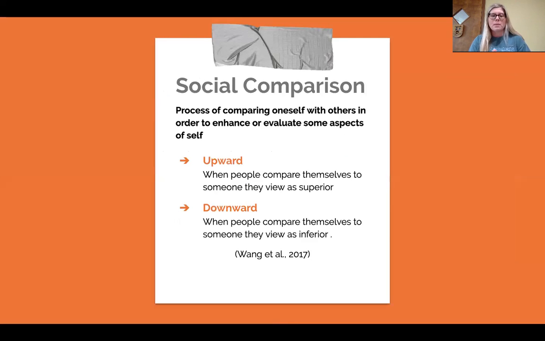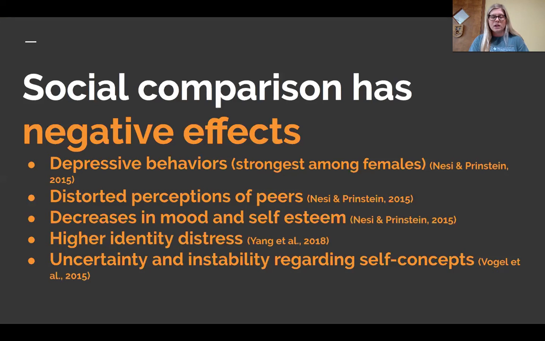So social media provides a platform for social comparison. And then social comparison is the process of comparing oneself with others in order to enhance or evaluate some aspects of self. And there's two types of social comparison. There's upward, which is when people compare themselves to someone they view as superior. And then there's downward, when people compare themselves to someone that they view as inferior.